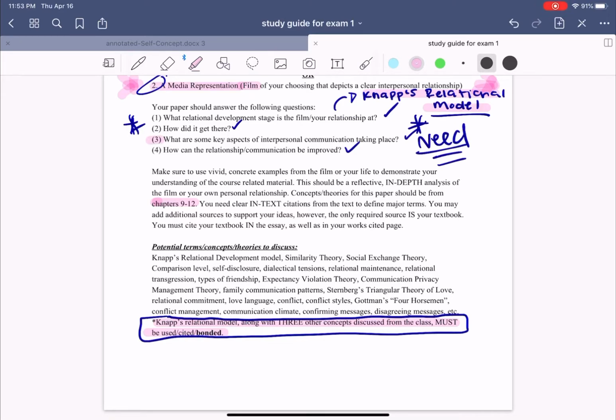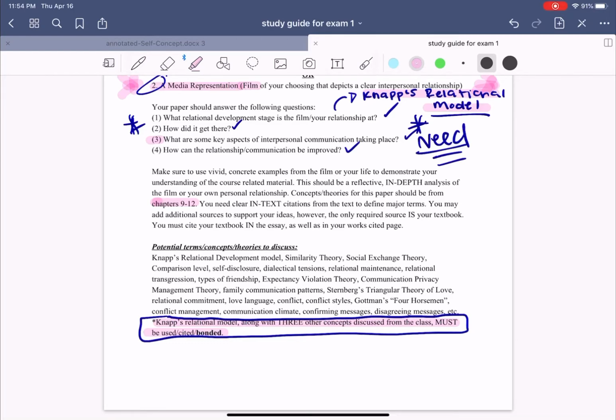So what are some key aspects of interpersonal communication taking place? This is when we start looking at other theories and other terms to demonstrate your understanding of interpersonal communication concepts. So number 4, how can the relationship communication be improved?